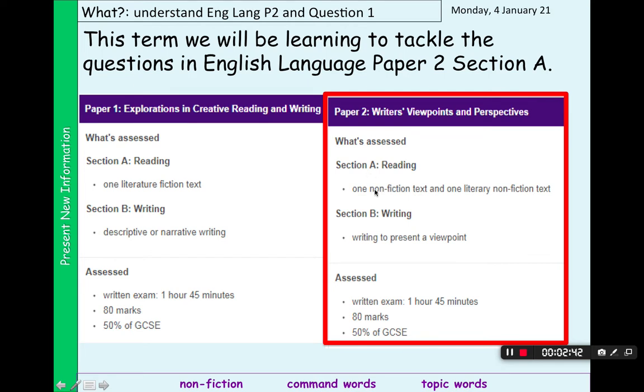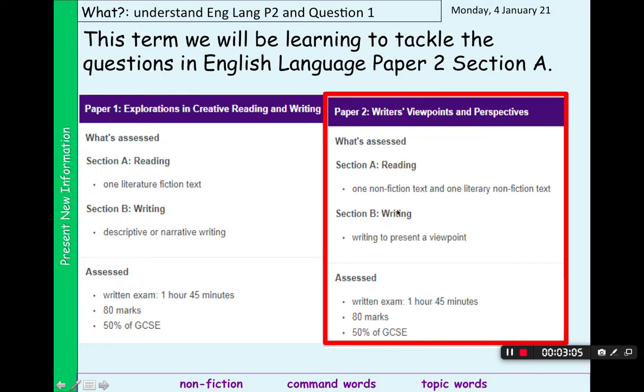The one that we're looking at this term, paper 2, has 2 sections again. Section A is reading. You get 2 texts. You get one nonfiction text and one nonfiction text that's come from the past, so the 19th century or early 20th century, and there'll be some parts of that that ask you to compare. So it's a bit different to paper 1 because you get 2 texts.